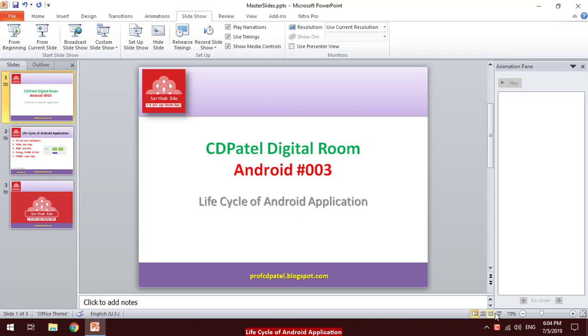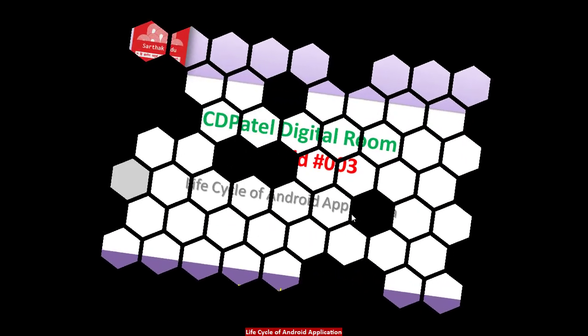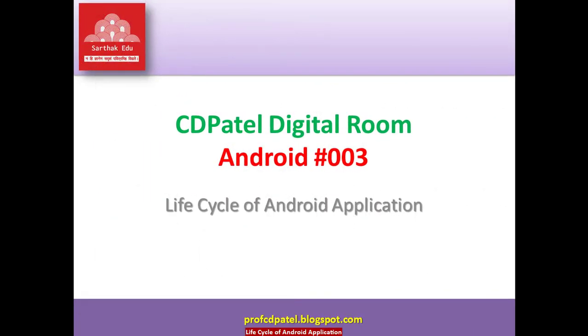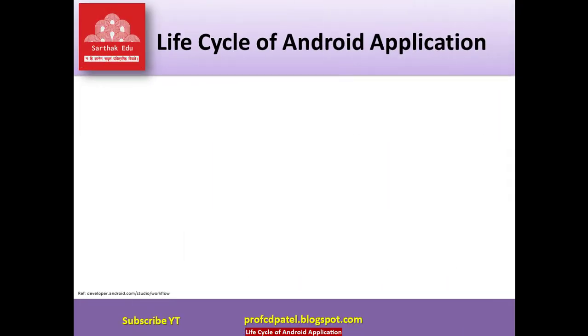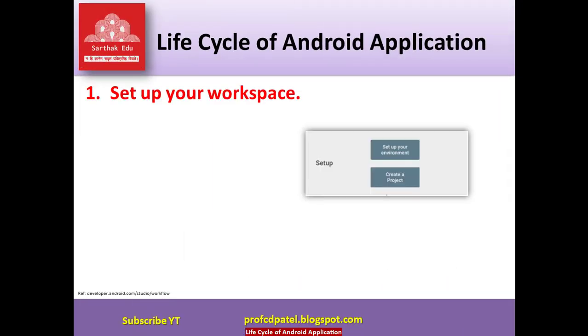Today we are going to learn the life cycle of Android applications. The life cycle of Android applications is divided into 5 phases. In the first phase, we have two options.